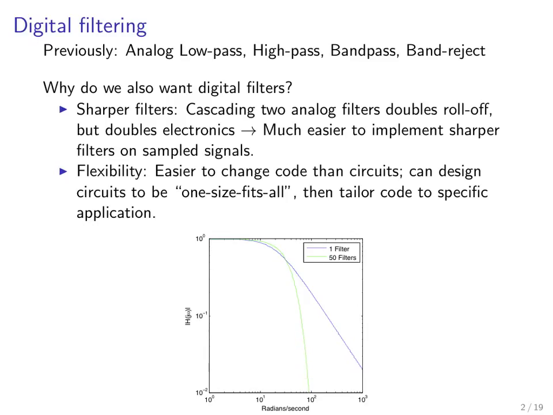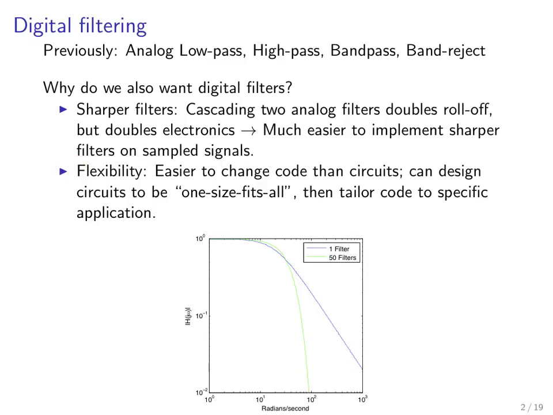So here's an example to motivate this. The blue curve here is the magnitude of the transfer function for one filter, compared to the same filter cascaded 50 times. I also pushed the corner frequency out a little bit, but you can see that with 50 filters we get a far sharper roll-off between the pass band and the stop band. But if we actually wanted to implement this in electronics, we'd have to build 50 filters. So, of course, it's much easier to implement 50 filters in code rather than in physical circuits.